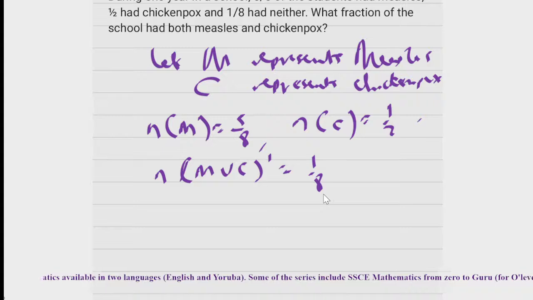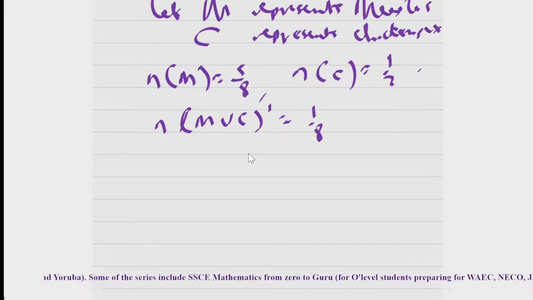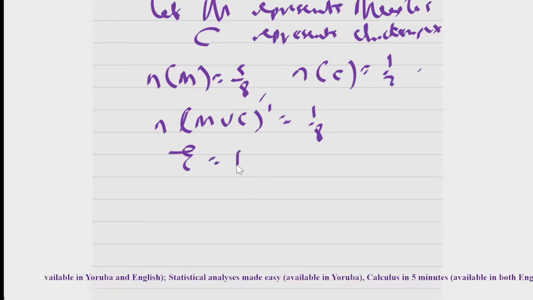Although this is a fraction, we were not given the universal set, but we're supposed to know it. Don't forget, universal set is the total number of elements under consideration. And since we are dealing with fractions, and a fraction is what? Part of a whole. The whole is one. It means my universal set is going to be one. I hope you understand now.